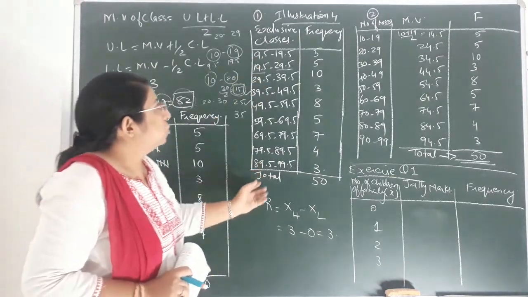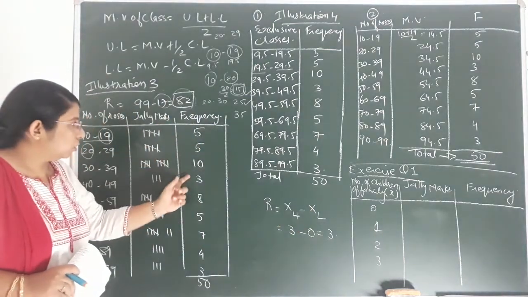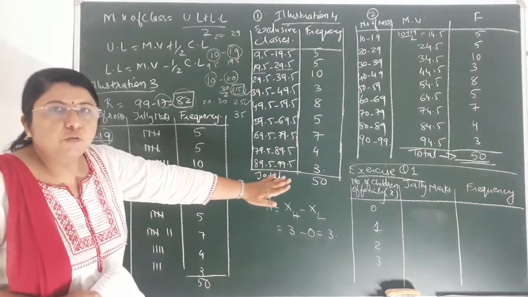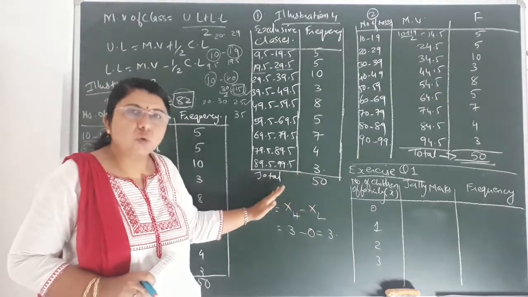Now after finding the exclusive classes, the frequency would remain as it is, as you have done in the previous illustration, that is the same 5, 5, 10, 3, 8, 5, 7, 4 and 3. The same frequency will be over here also in case of exclusive classes. The total comes to 50.